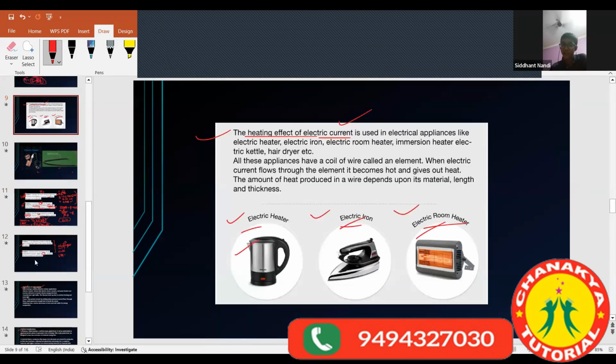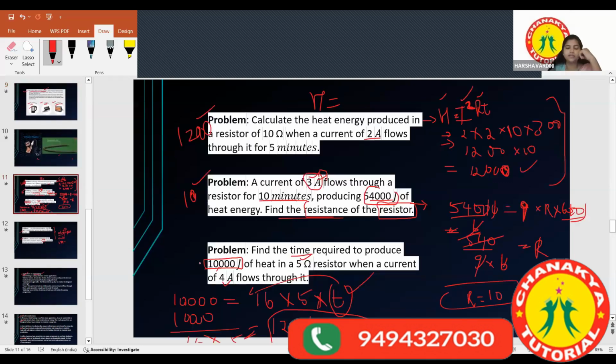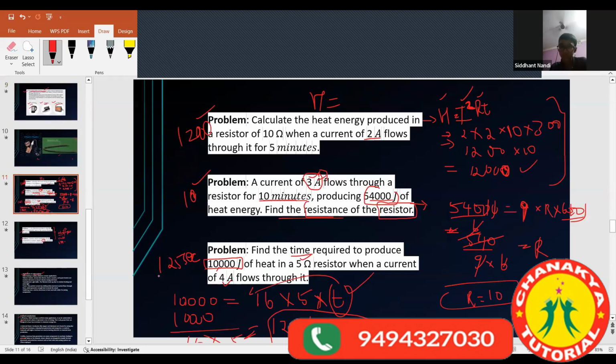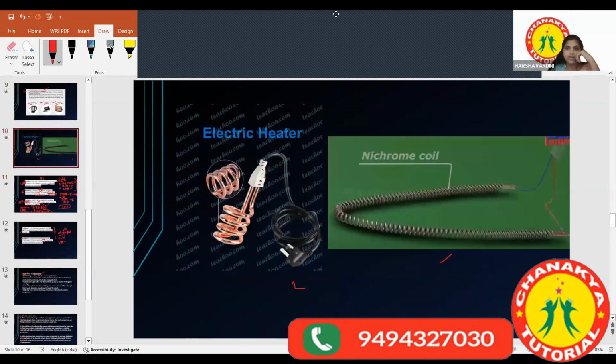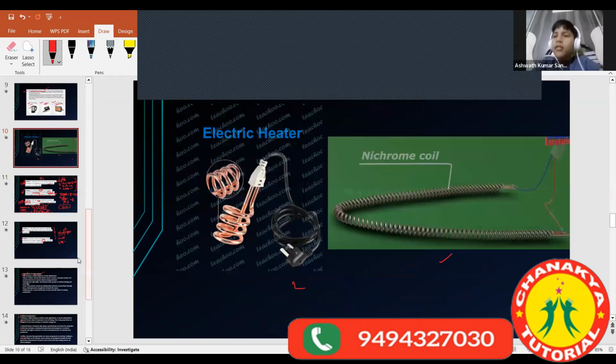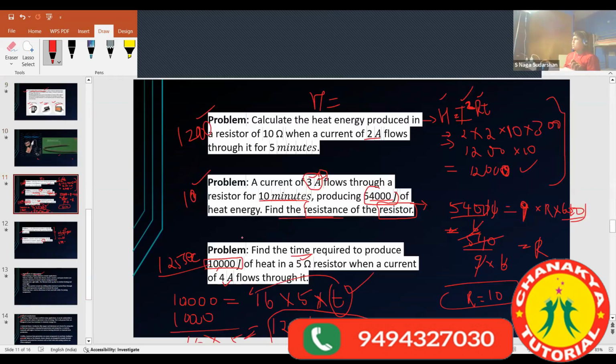What did you get as the answer for the third one? 125 seconds. Ma'am, I got it right. Ma'am, I'm not able to understand the third question. Just let me do my work. Yeah, please. What happened, Ashwant? You can't understand the third one? Ma'am, can you explain to me?